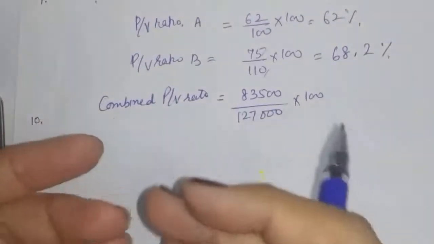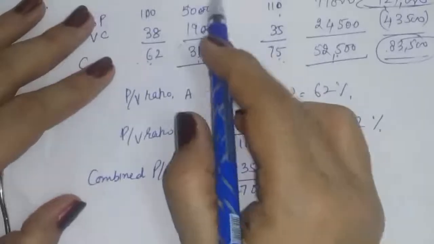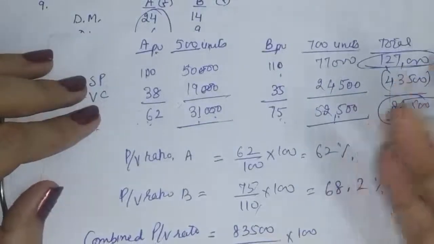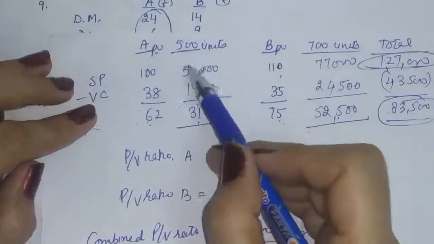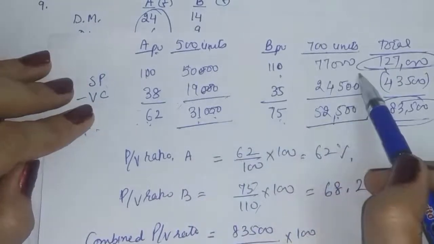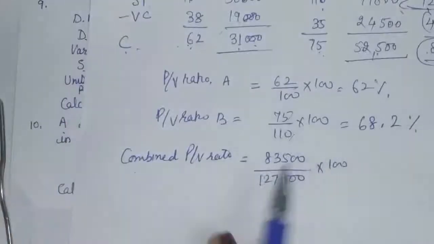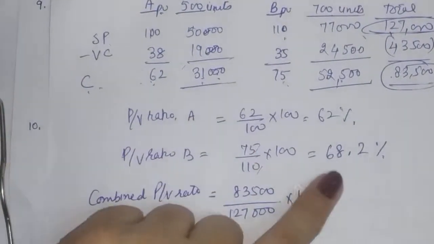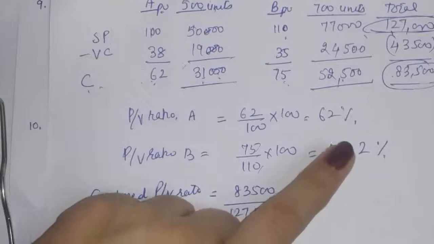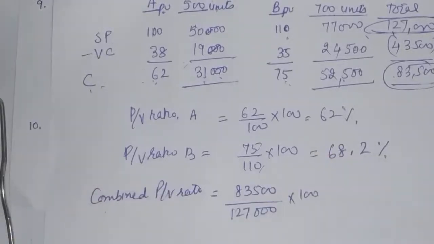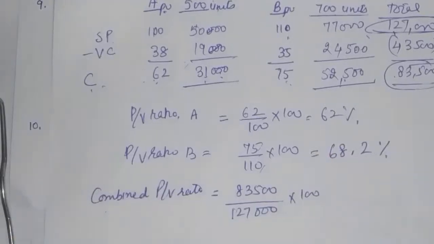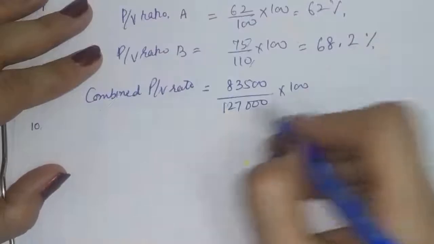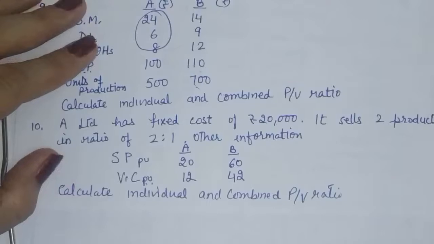So if I ask you an option of having 500 units of A and 700 units of B, or another option is say 200 units of A and 1000 units of B, then which one is better? Apparently we know that B is giving us more contribution. B's PV ratio is higher, so B is going to give us more profit. So if in our sales mix we are having more of B, it is more profitable, right? But we can show by how much this is more. This will give you combined ratio.